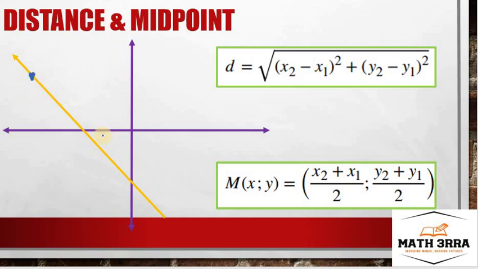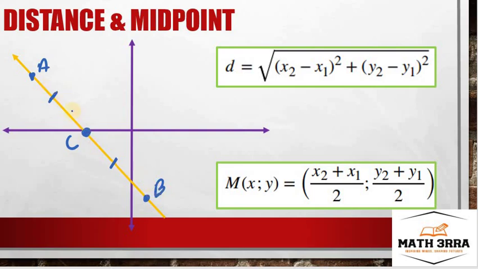Let's say we have the first point in here, the second point in here, and then the third point in here. So we have point A, we have point B, and then we have point C in the middle. Now, if point C is the center of AB, meaning AC is equal to CB, that makes point C the midpoint.